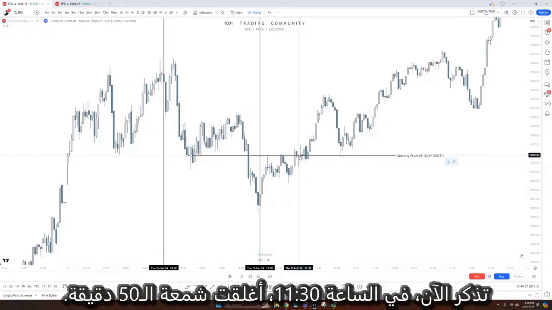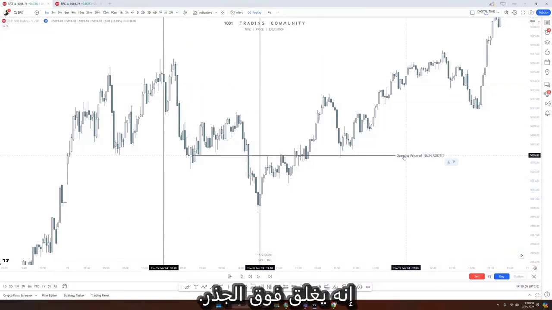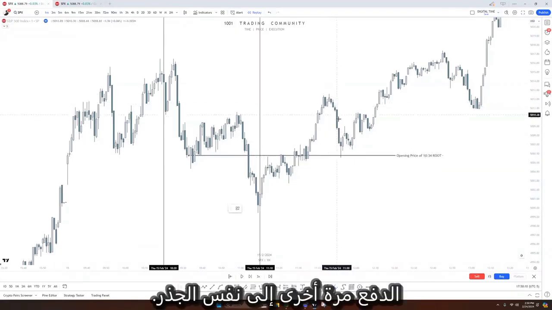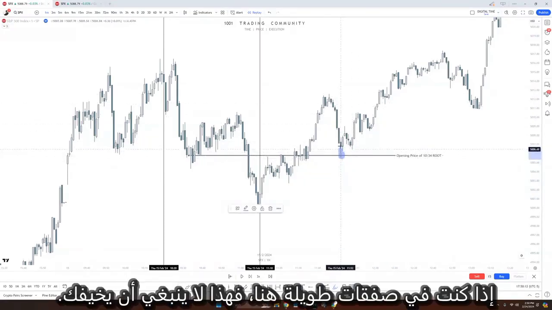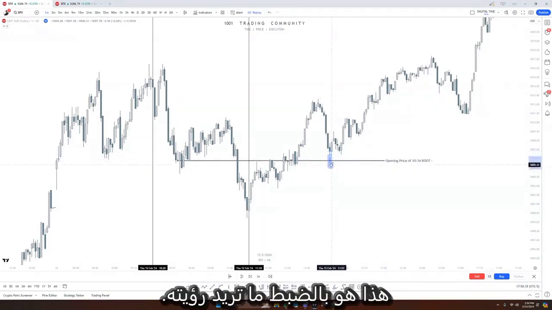Now remember, 11:30, that 15-minute candle closed. But look at the 1-minute time frame. What is price doing? It's closing above the root. It's ready to push up. What is it doing here? Pushing back down to that same root. But look at this. This shouldn't scare you. If you're in longs here, this should not scare you. This is exactly what you want to see.